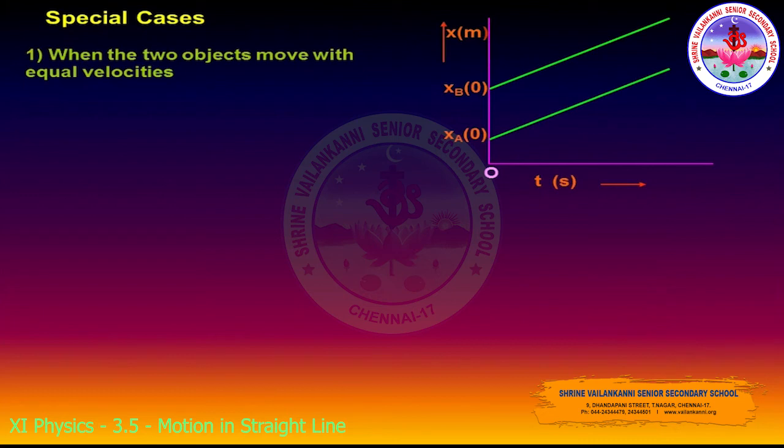So their position-time graphs are parallel straight lines. Here the initial position of the object is XA of 0. We can also apply some values. Suppose XA of 0 is 10 meters and XB of 0 is 30 meters, and the velocities are equal, V1 equal to V2, say both 5 meters per second. Then the two objects remain 20 meters apart at every instant.